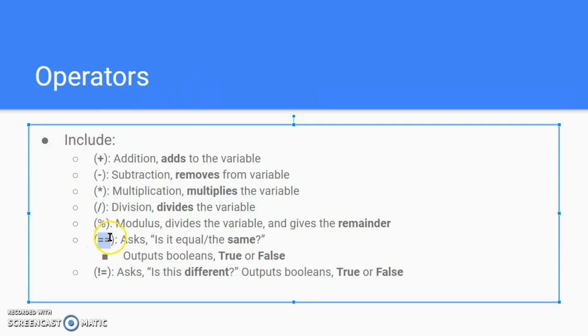Now, the double equals is saying, is it equal or the same? And it prints out booleans, true or false. If you say 2 is equal to 3, like this, it would print out false. But if you do 2 is equal to 2, then it would print out true because it is the same. This is the opposite for the not equal sign, where you replace the first equals with an exclamation mark. If you do it this way, it would actually print out false. And if you do 2 not equal to 3, then it will print out true.